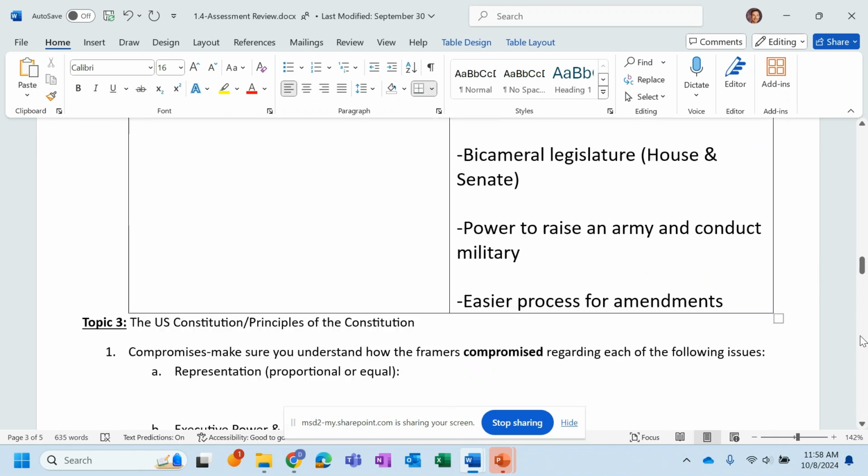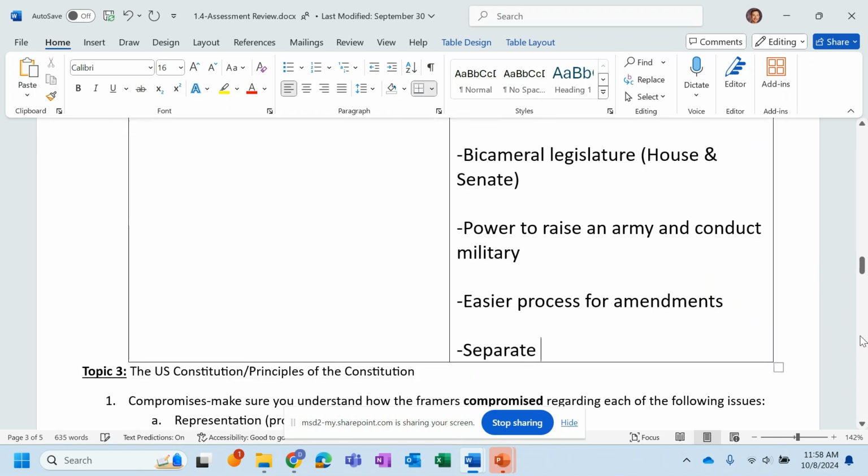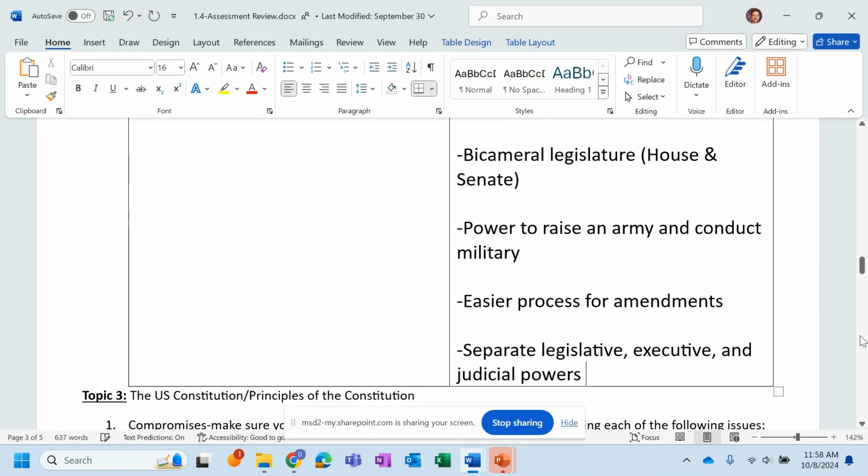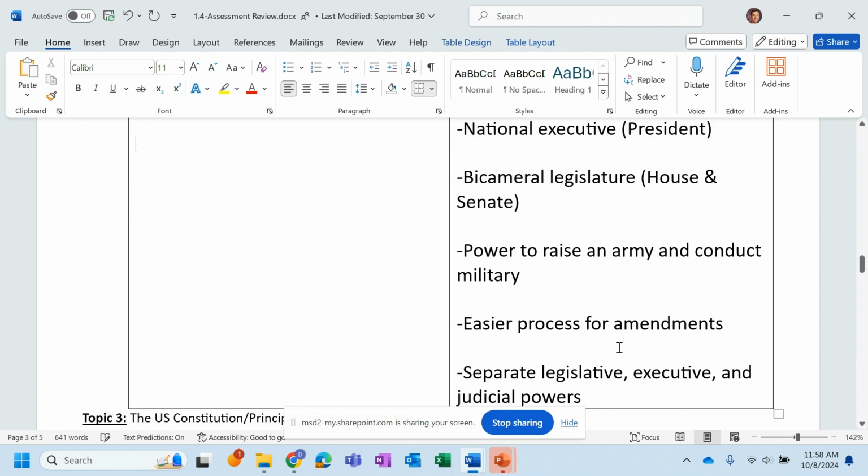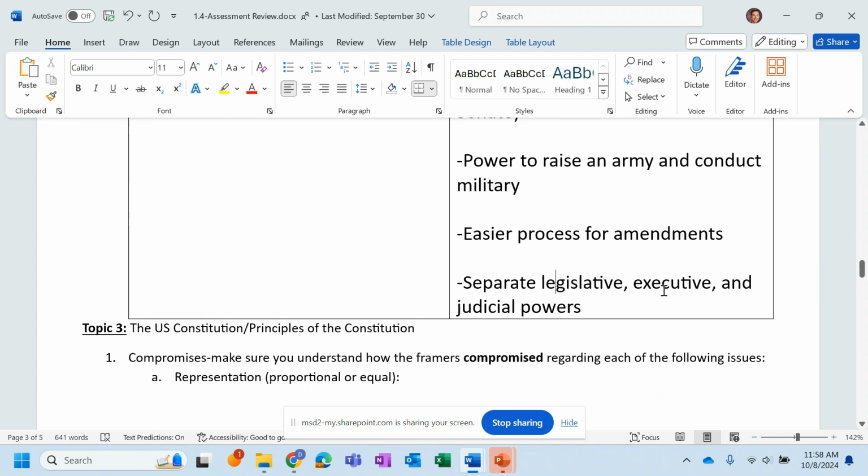You had separate legislative, executive, and judicial power. So a lot of the powers were just in the Confederation Congress. The judicial power was just in the Confederation Congress. Now you have separate Congress, presidency, and court system.